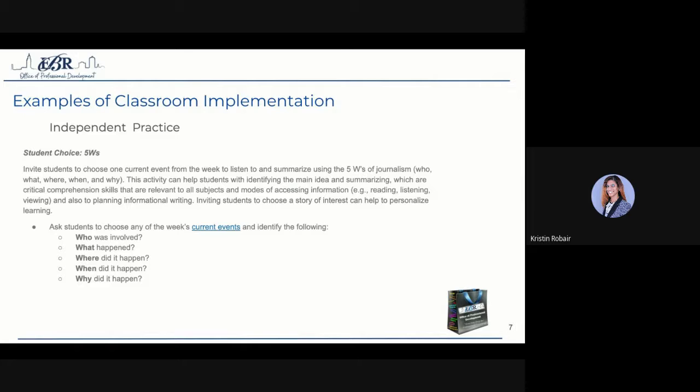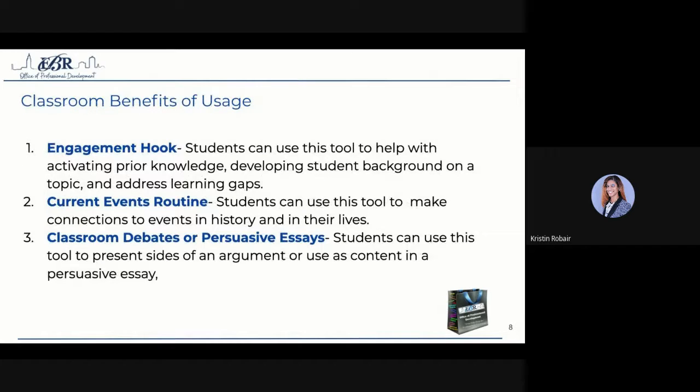So not only did they focus on their listening skills by writing out the summary, they were able to execute their speaking skills by recording themselves talking to me and giving that news report to me. So that's another way that you can implement student choice, the 5 W's for independent practice. Are there any questions so far? Okay. Classroom benefits of usage.